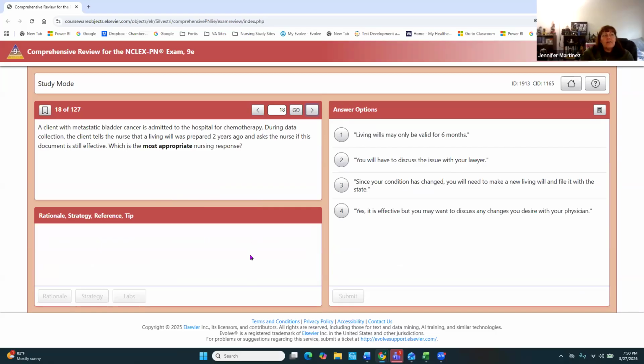All right, a client with metastatic bladder cancer is admitted to the hospital for chemotherapy. During data collection, the client tells the nurse that a living will was prepared 2 years ago and asks the nurse if this document is still effective. What is the most appropriate nursing response? One, living wills may only be valid for 6 months. You will have to discuss the issue with your lawyer. Since your condition has changed, you will need to make a new living will and file it with the state. Or, yes, it is effective, but you may want to discuss any changes you desire with your physician.